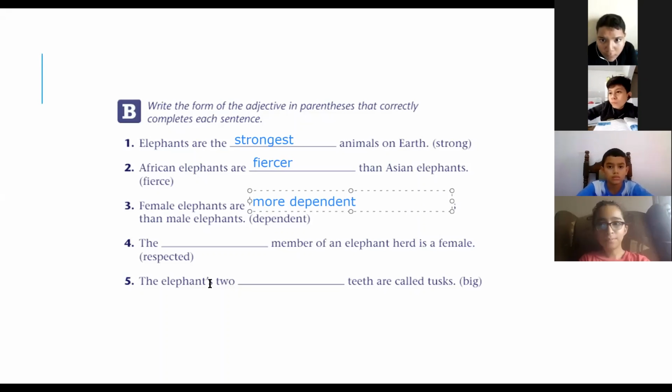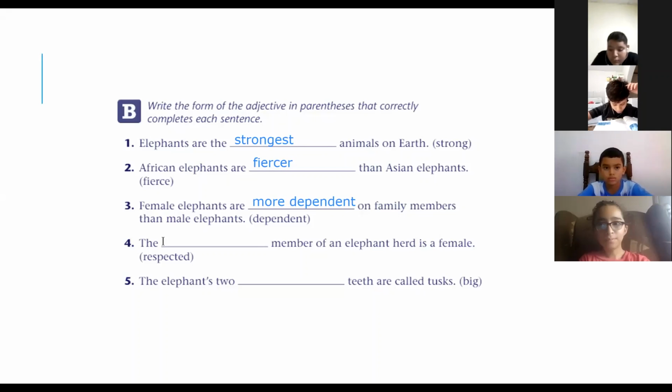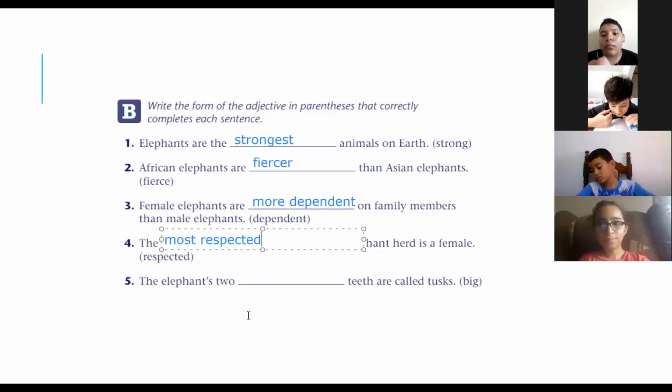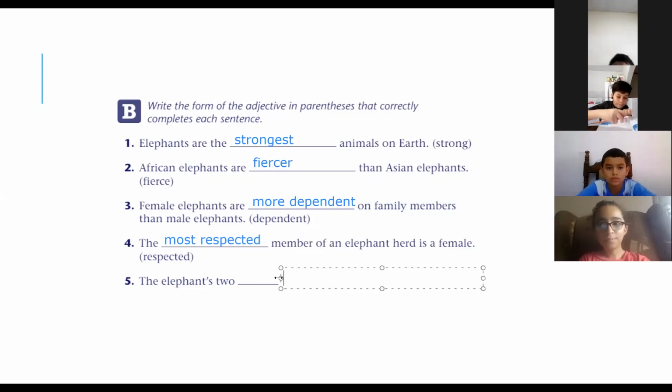Number 4, the member of an elephant herd is a female. How many? Most respected. Yes, most respected. And for the last, the elephant's 2 teeth are called tusks. Bigger. Remember, we're comparing the 2 with all of the teeth. Biggest.